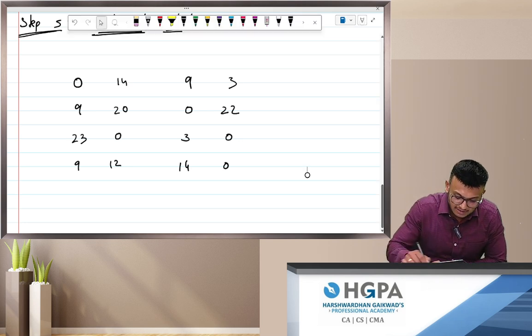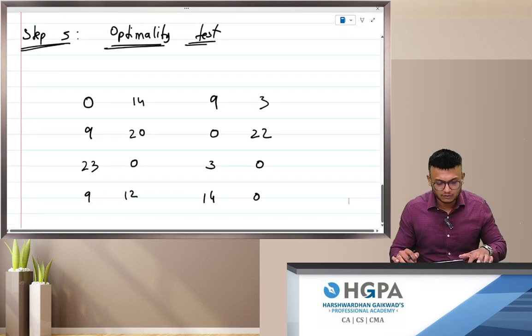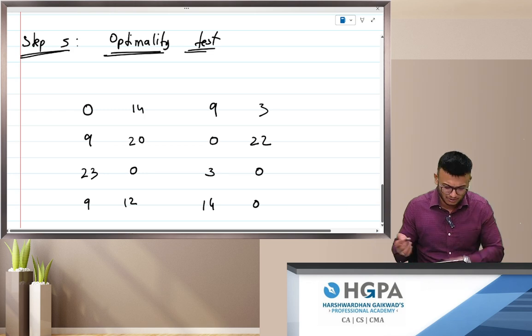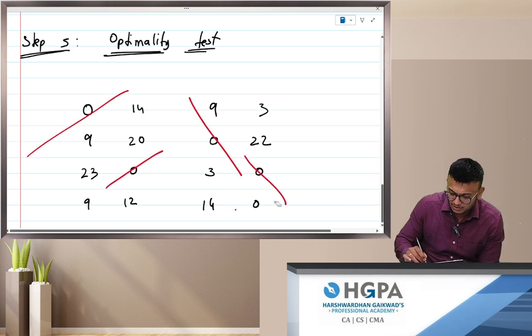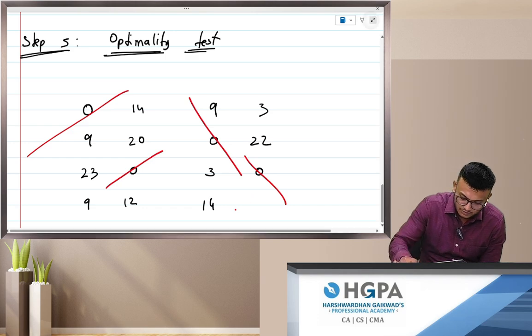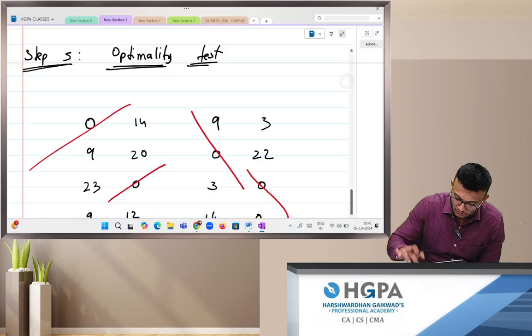Now, what do you mean by this? Sir, one sec. You just mentioned that I need to cover all the zeros, so it's okay, I can do it anyhow. I'll do it like this, like this, like this. So, boss, this is not what you're supposed to do.